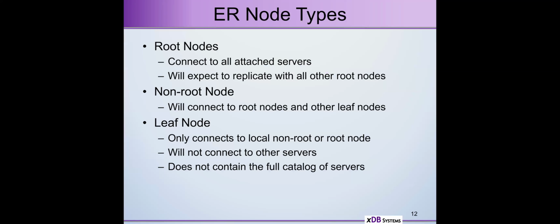So the node types, we have root nodes. These are supposed to be attached to all generally first level servers. These will have the full system catalog. So every replicate anywhere on the domain, the root node should have. The non-root nodes don't necessarily have the full catalog, but they're meant to connect to the root nodes as well as any leaf nodes. And the leaf nodes only have the local catalog, and can only connect to a single non-root or a root node. So these are meant for the one standalone server. They will not connect to other servers, even if you have multiple. So it is purely this will only attach to a single source.